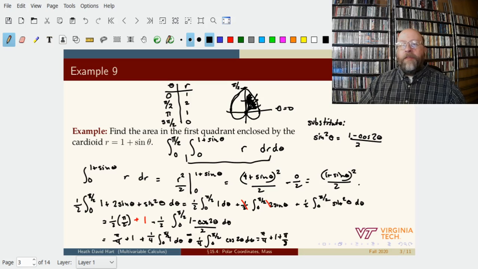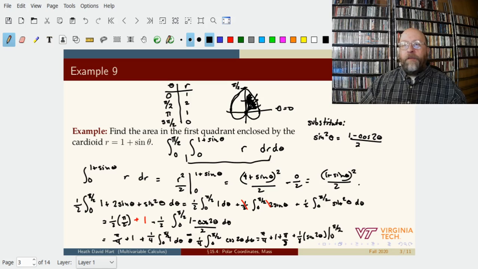And then this last part is a u substitution problem. If u is 2 theta, then du is 2 d theta. I need to put a 2 inside here and a 1/2 on the outside. And the integral of cosine is sine. And so we get 1/8 times sine of 2 theta, going from 0 to pi over 2. Well, the sine of pi over 2 is 1, and the sine of 0 is 0. And so this just becomes 1/8.